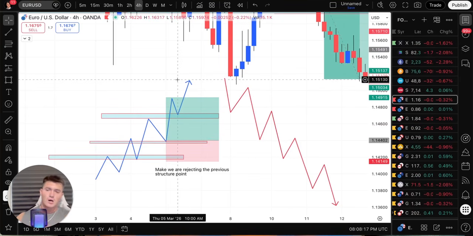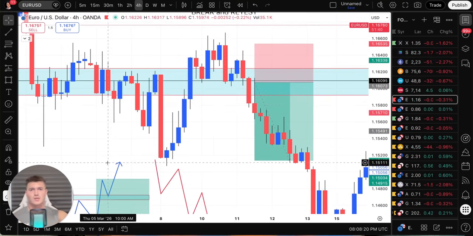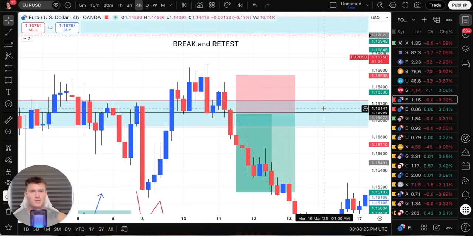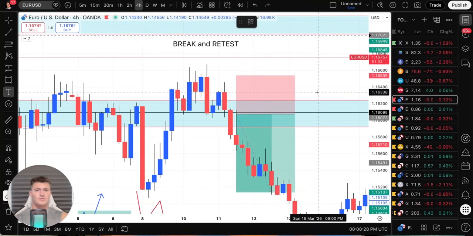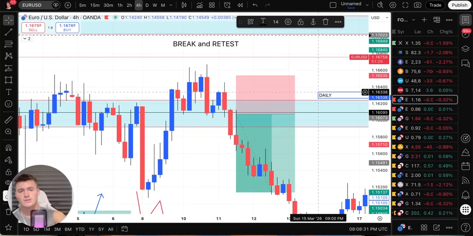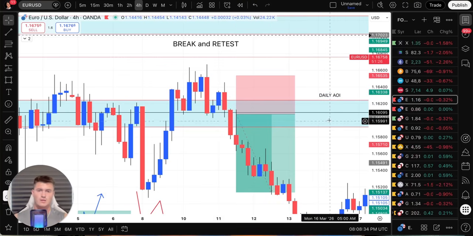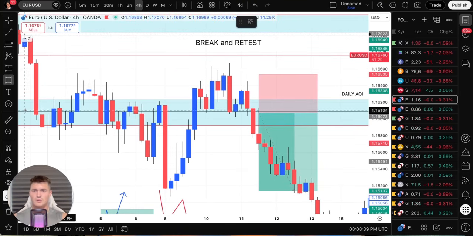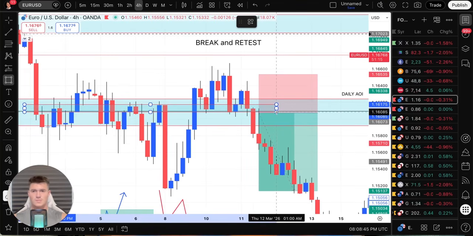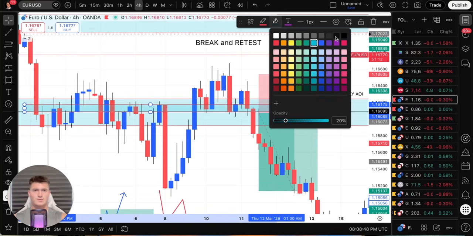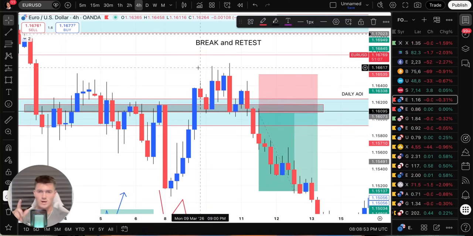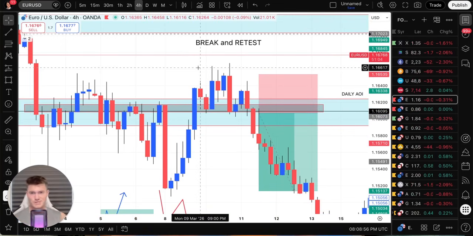One reason that I love head and shoulders patterns so much is because that's what this is. It's a break and a retest of the area of interest. So right here, we have a daily area of interest. Daily area of interest right here. And I see right here that I could also have a little 4-hour area of interest. Something like that. I'll make that darker so you can tell the difference. So we have a 4-hour area of interest inside of a daily area of interest.